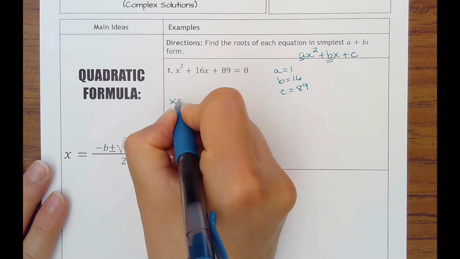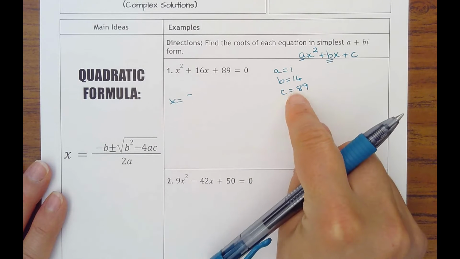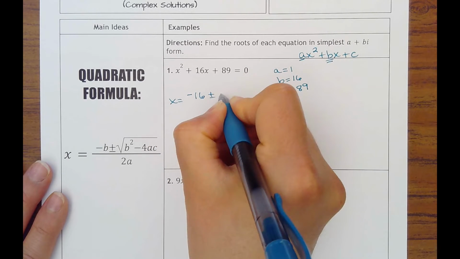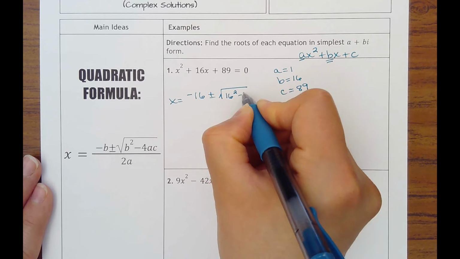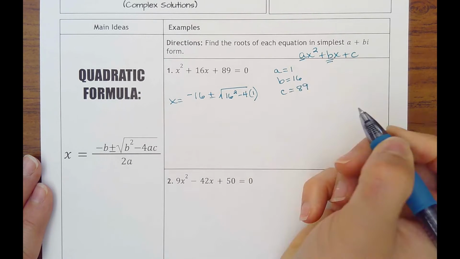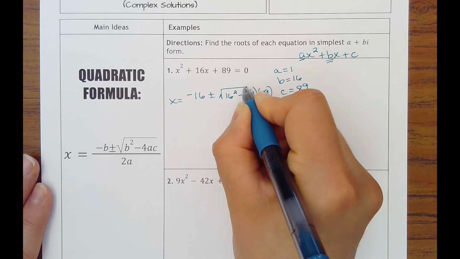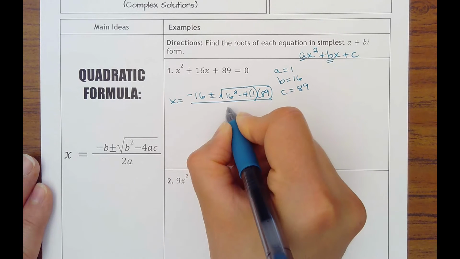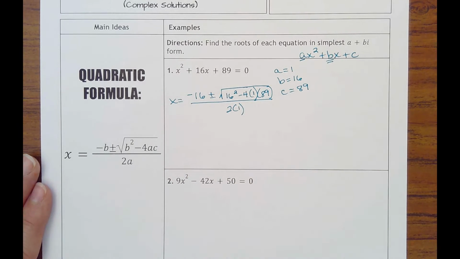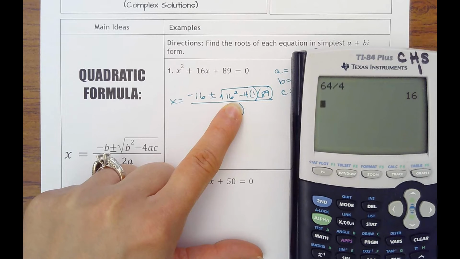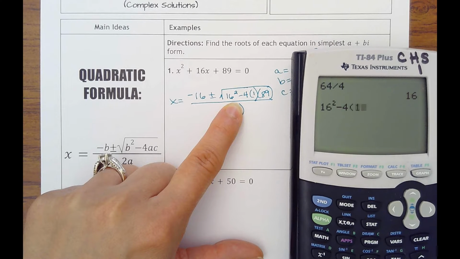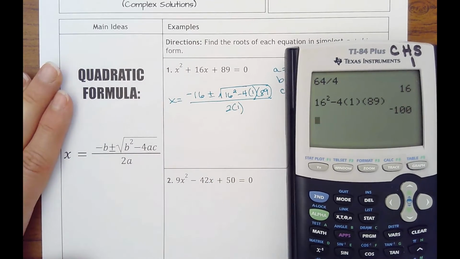So we'll start x is equal to negative of b, which is 16, plus or minus the square root of b squared. So that'll be 16 squared minus 4 times a is 1 times c is 89, all over 2 times a is 1. All right, I would like to go ahead and get this all down to one number. So I'll do 16 squared minus 4 times 1 times 89. Okay, so I get square root of negative 100.